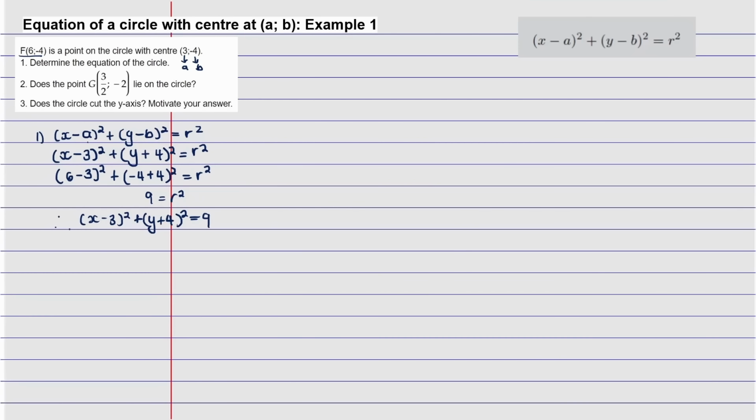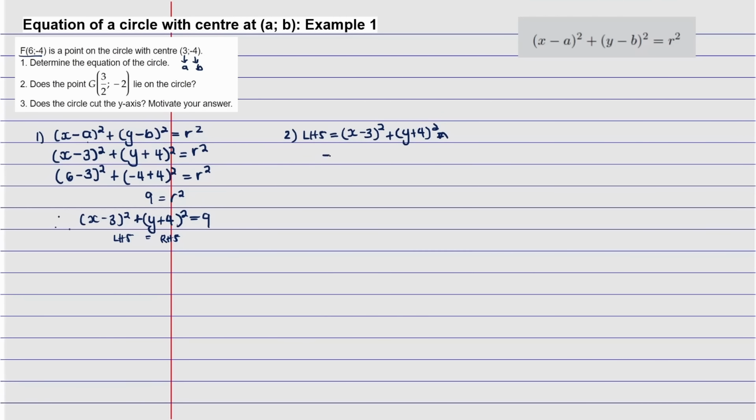Then the second one says, does the point G lie on the graph? How do we test that something lies on the graph? We substitute it into the equation. If the left-hand side is equal to the right-hand side, then it lies on the graph, right? So now for number 2, we're going to take the left-hand side, and we know that the left-hand side is going to be (x - 3) all squared plus (y + 4) all squared is equal to.